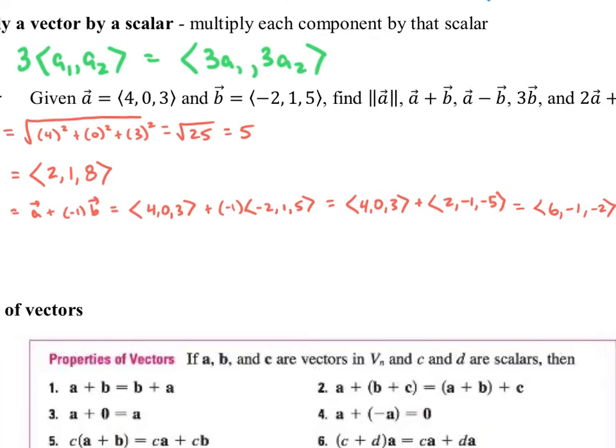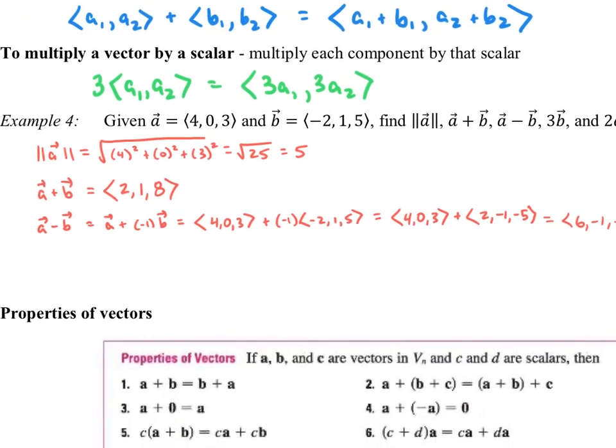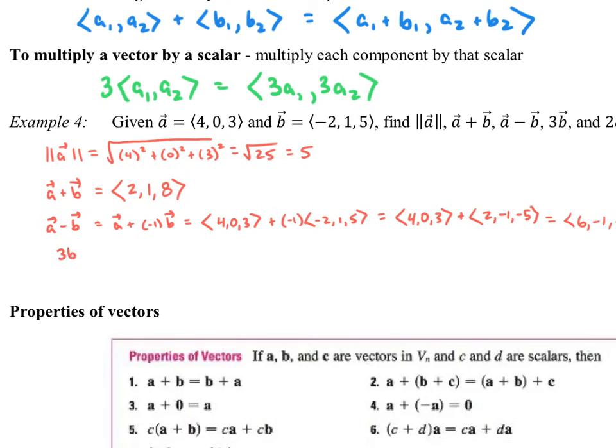All right, then we're going to find 3B. So we're going to take our vector B and we're going to simply multiply the components by 3. So we get negative 6, and 3, and 15.